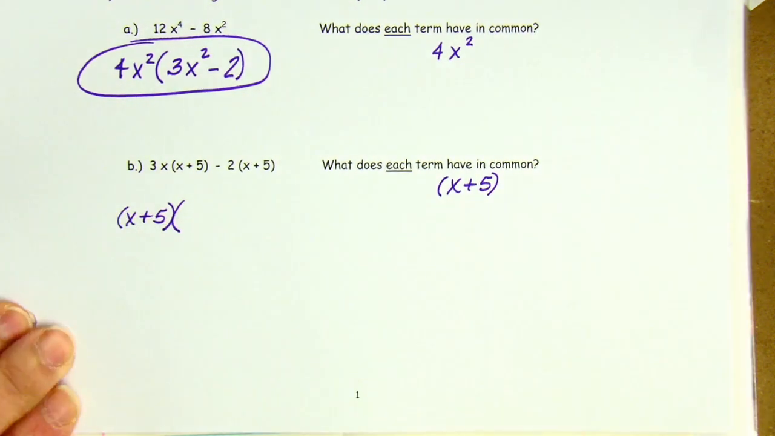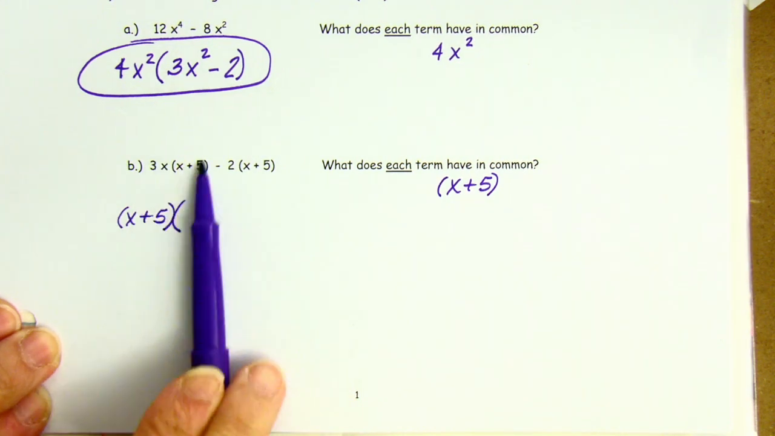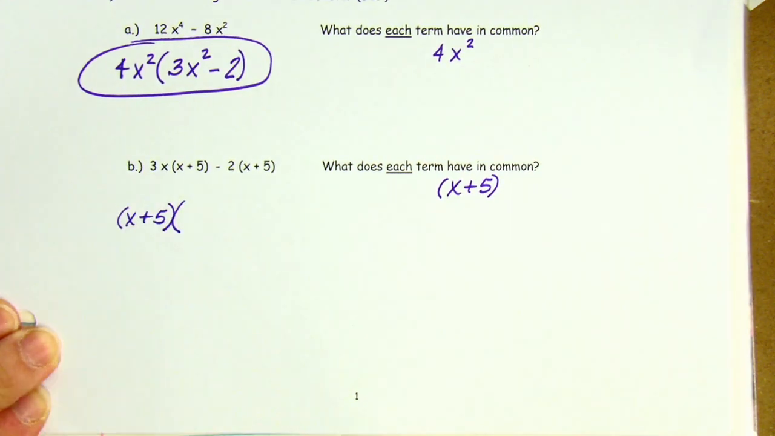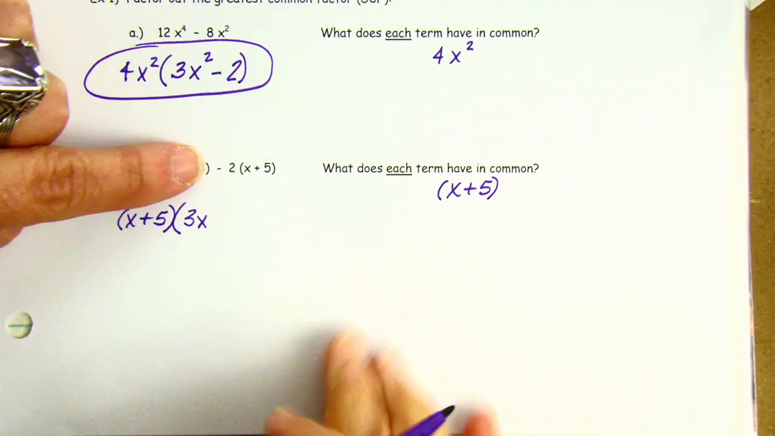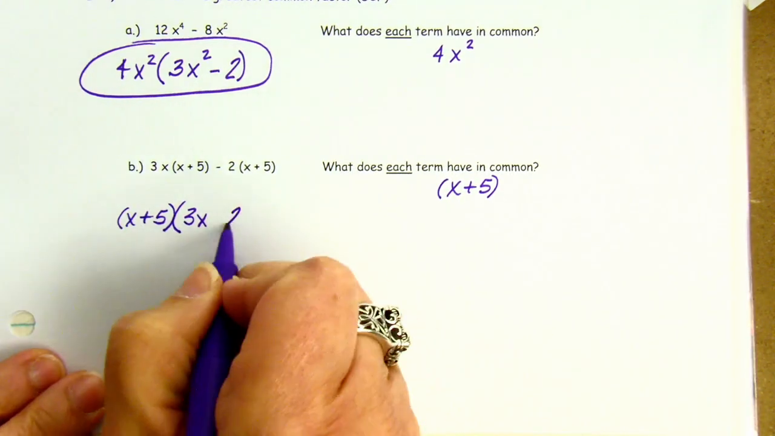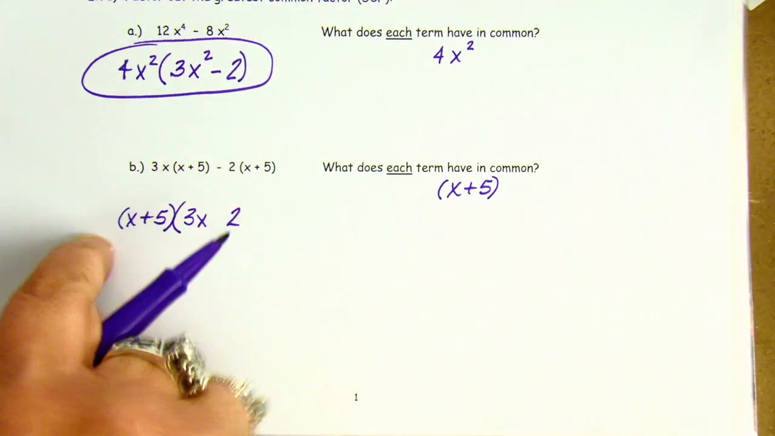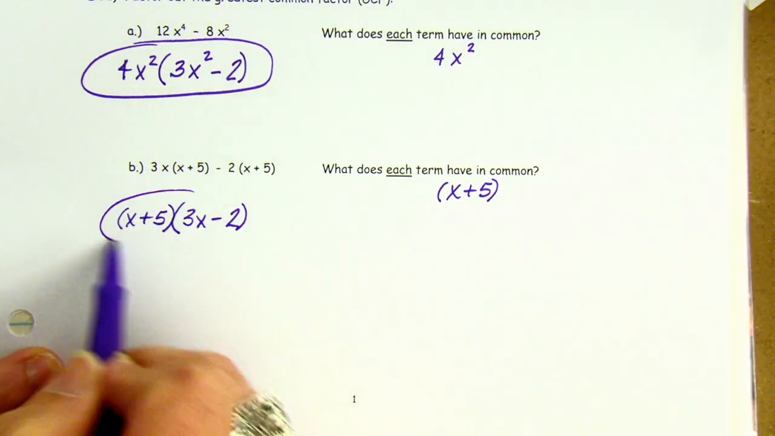Now, if I divide the product of these two things here by x plus 5, what's going to be left? A 3x. And if I divide 2 times quantity x plus 5 by x plus 5, what's going to be left? The 2. Remember, this is negative divided by positive, so my answer there is negative.